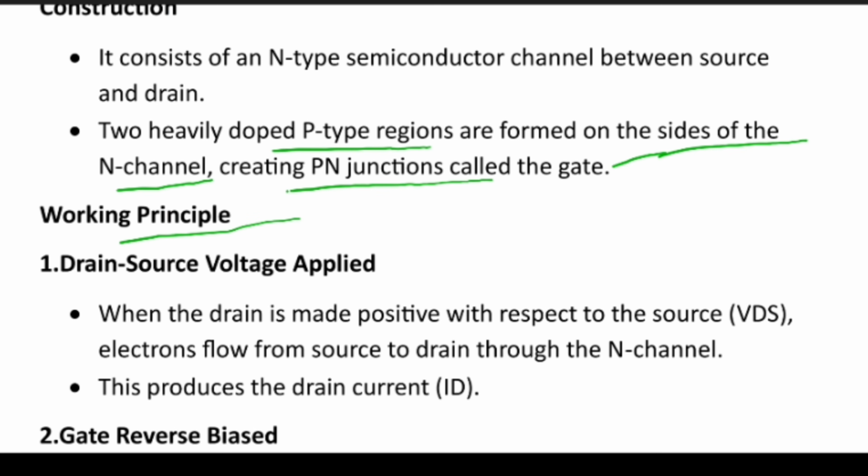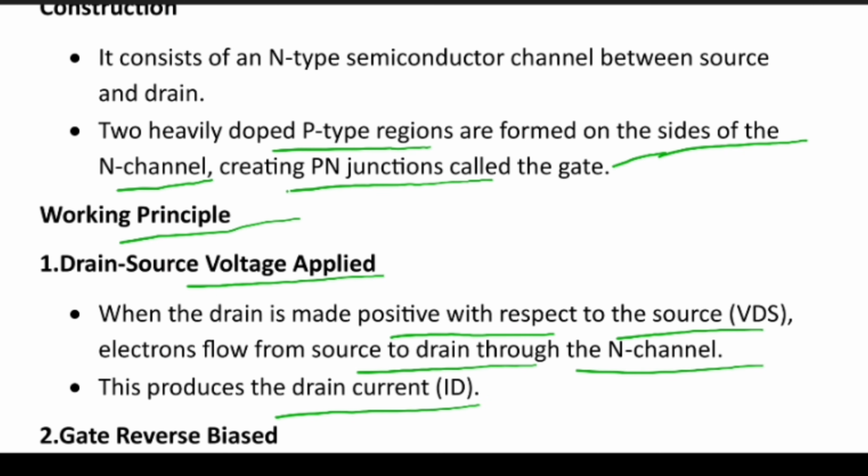Coming to the working principle, when the drain-source voltage is applied, if the drain is positive with respect to the source, VDS is positive, and electrons flow from the source through the N channel to the drain. This produces the drain current, which we call ID.